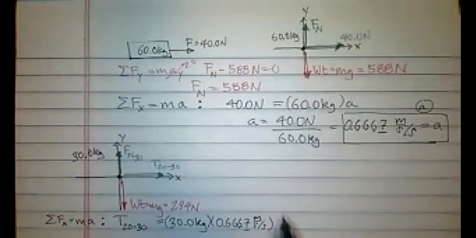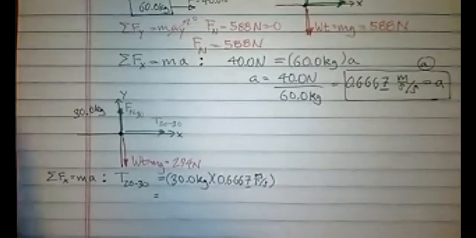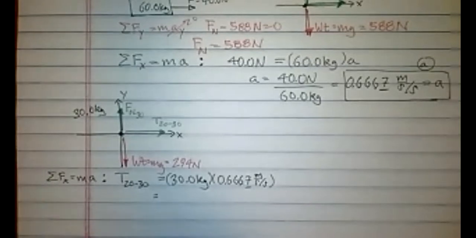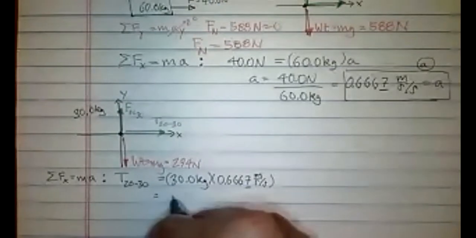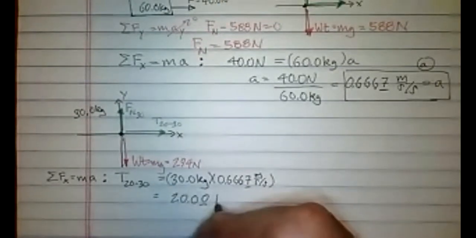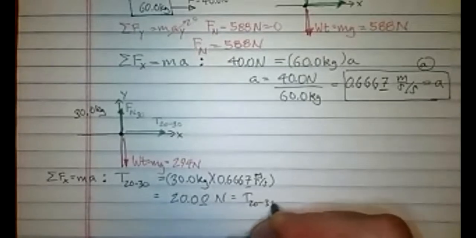And that gives us a result of, I'll just move the paper up a little bit. That gives us a result of 60, or excuse me, 30 times 0.6667. So 30 times 0.6667 gives me 20.00 newtons, which is equal to T20-30.